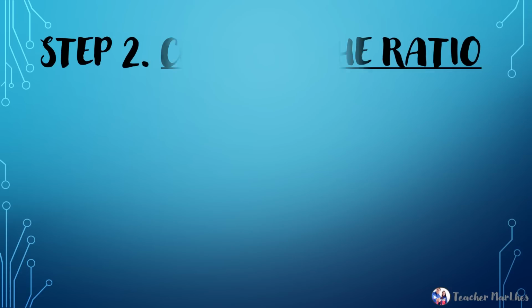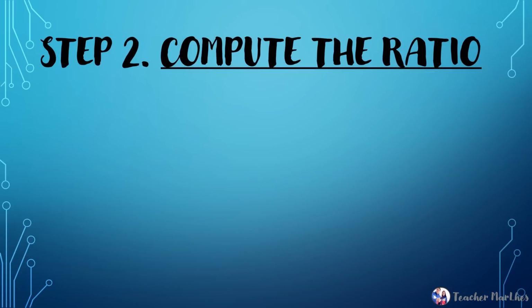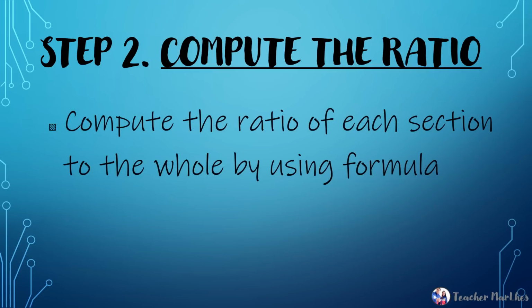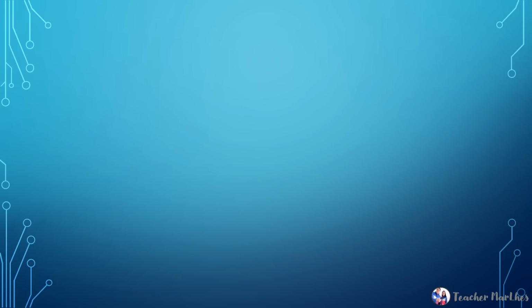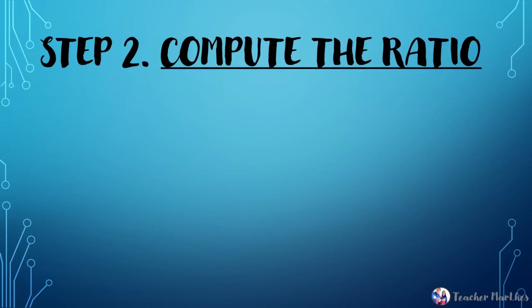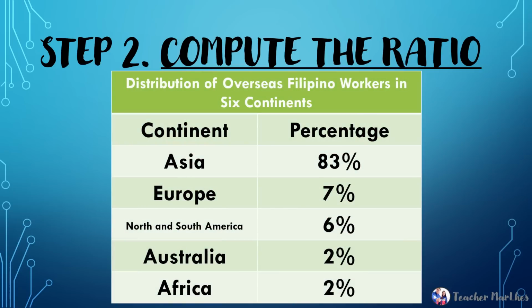Next is step 2. Compute the ratio. Compute the ratio of each section to the whole by using a formula. What percent of the whole is each part? The formula in finding percent is part divided by whole. In this table, the percentage is already given, so we do not need to compute it, because there are some problems where the percentage is already given.